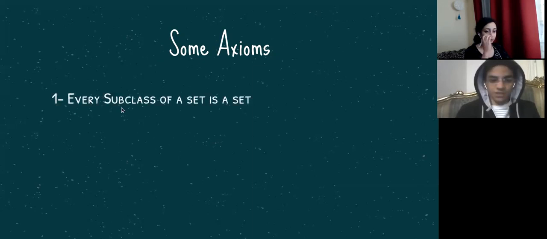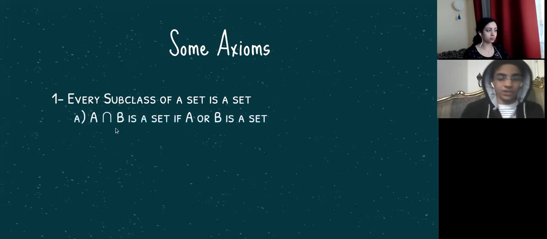So the first axiom is that every subclass of a set is a set. If you have a certain set and any class that's a subclass of it, then that would be a set also. For example, if A is a set and B is a subclass of A, then B is a set also. This just guarantees that if you have a certain set, then all the elements inside it are sets, that they cannot be proper classes.